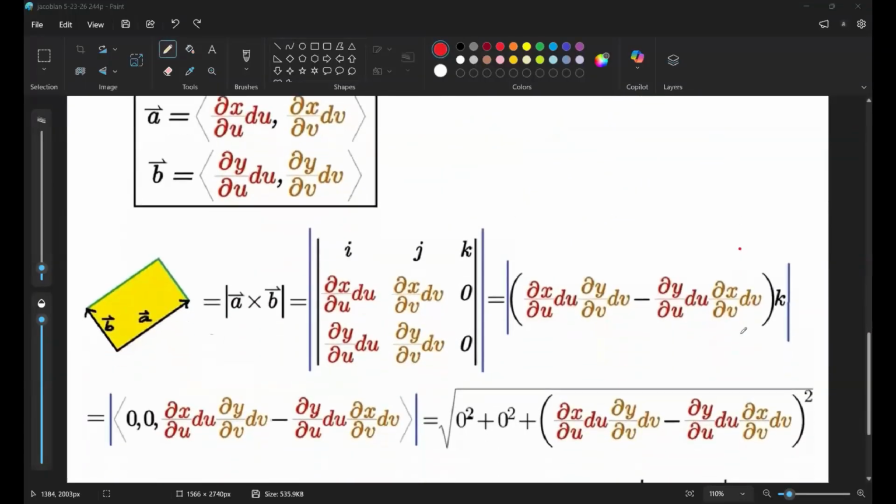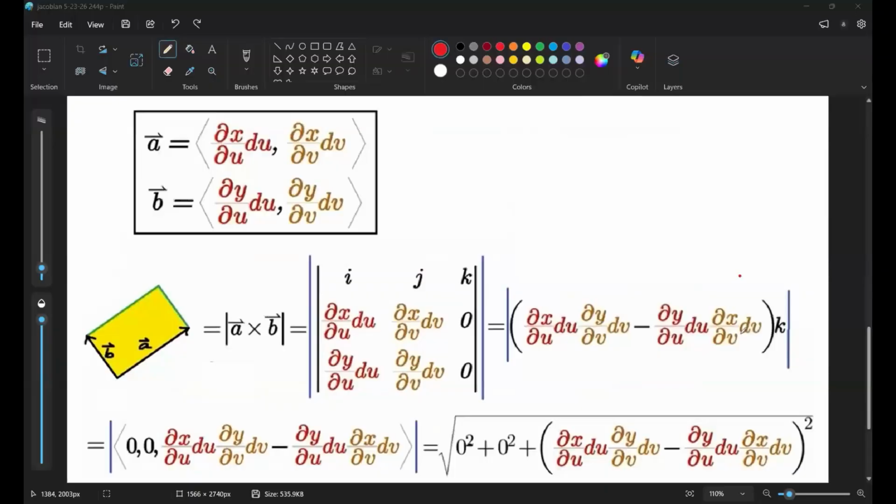Okay, continuing on, now we just need to take the cross product and then its magnitude, and we'll get the area formed by the parallelogram of our two vectors. So if you're shaky on the cross product, I'll put a link in the description to a video on the cross product. I'm kind of assuming that you know about that.